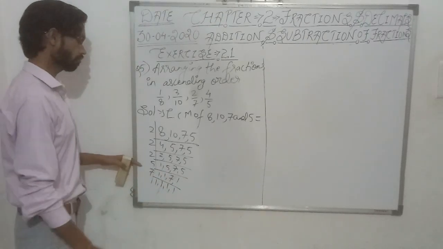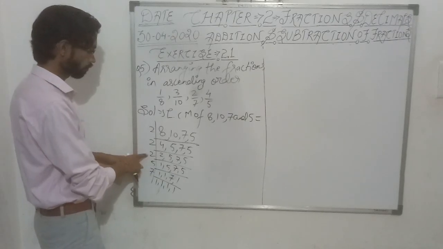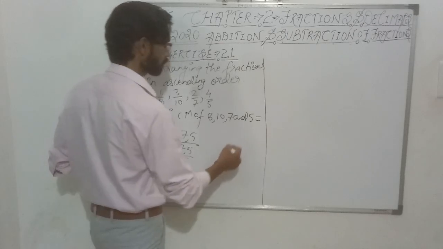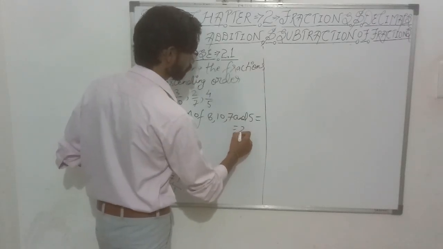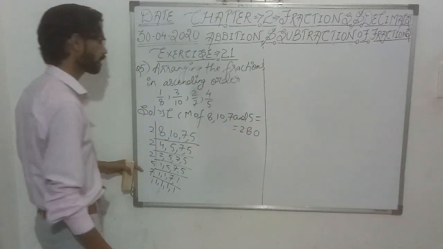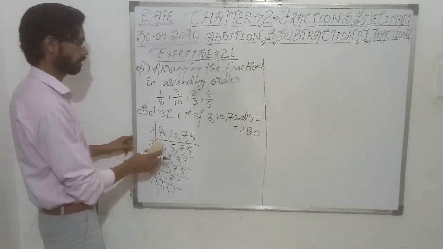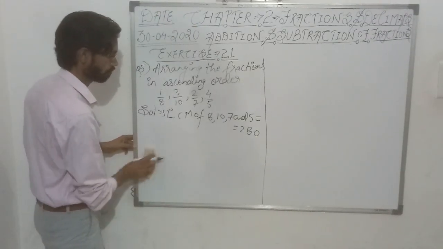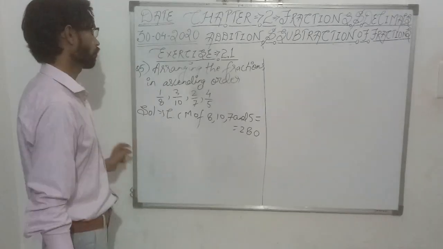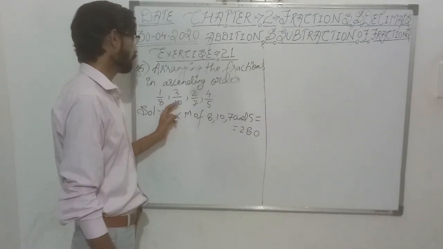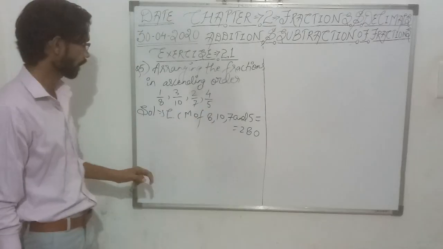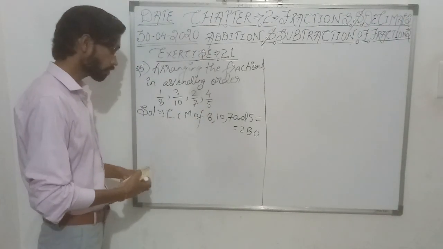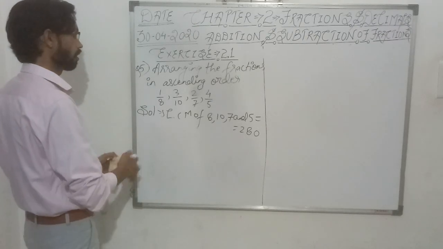So what is our LCM? 2 to the 4, 4 to the 8, 8 5s are 40, 40 7s are 280. So 280 is our LCM. Okay. We got the LCM of 8, 10, 7 and 5, that was 280. Okay, what will we move on to again?